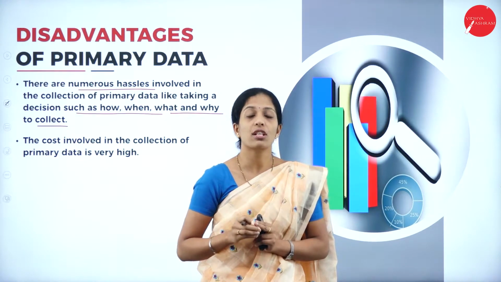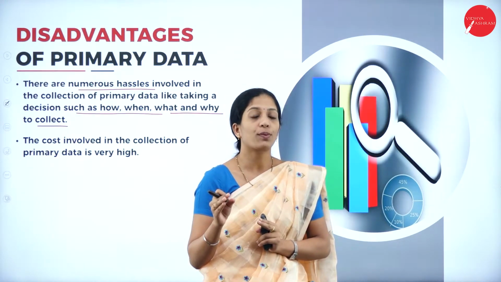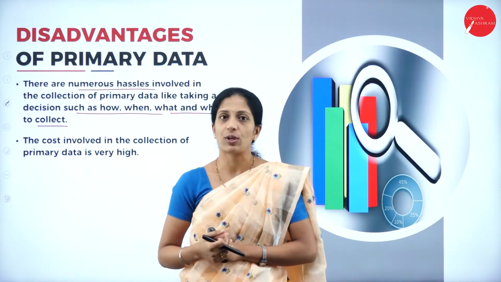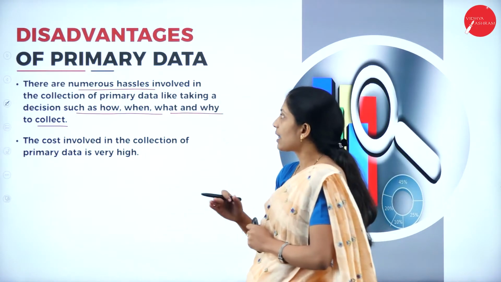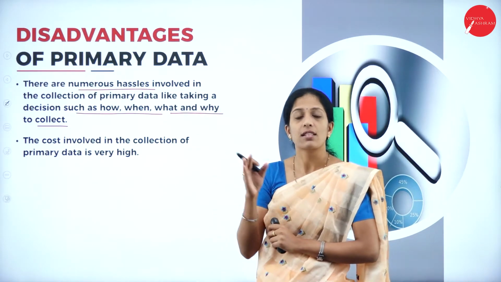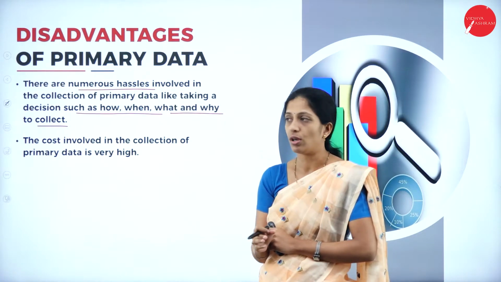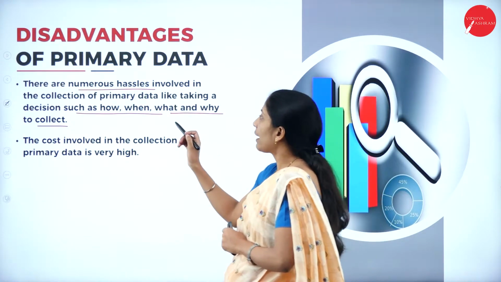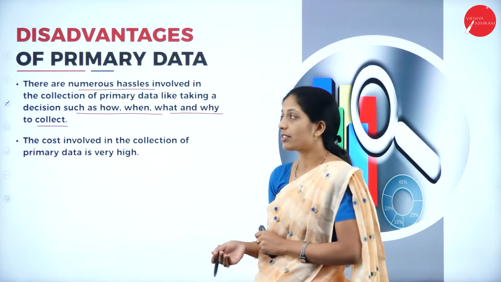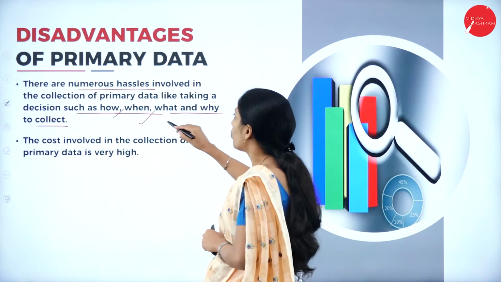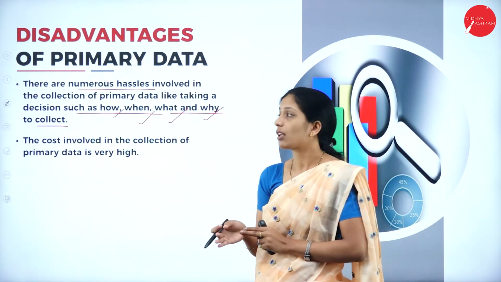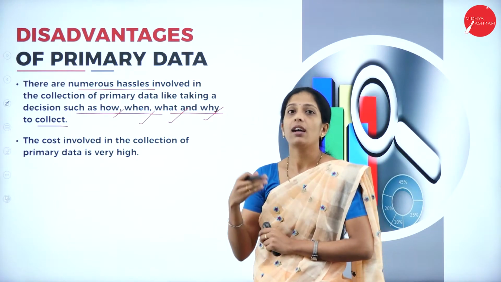If the time duration is only 2 months, and he wants to meet 100 respondents, it is very difficult to collect the primary data. At the same time, there are a lot of drawbacks in the primary data, though we have seen the advantages also. If you see the drawbacks here, in the collection of primary data we have to take decisions on how, when, what and why to collect. So how to collect the data, when to collect the data, what to collect.